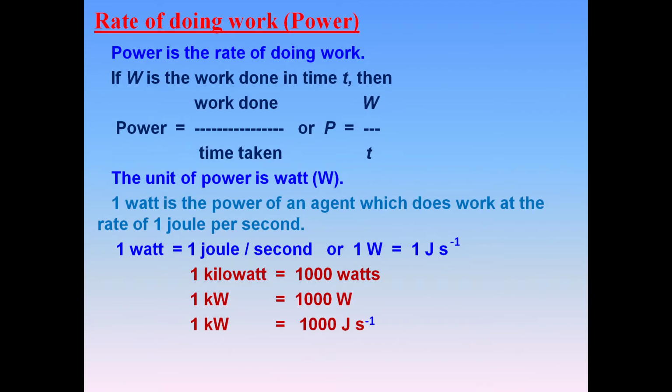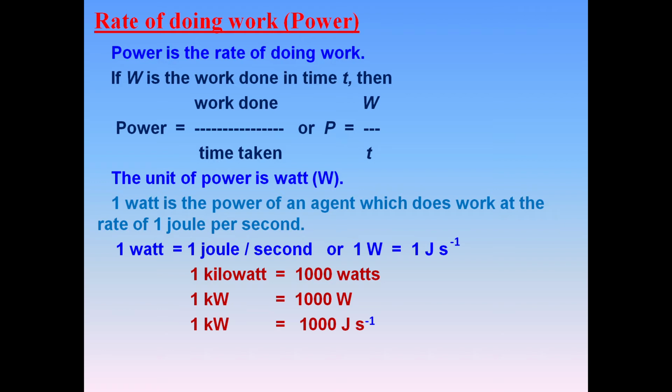Our next topic is power. So what is the definition of power? Power is the rate of doing work. If an object does work at a faster rate, then it is said to be powerful. If W is work done and T is time, then power is equal to work done upon time taken, or power is equal to W upon T.